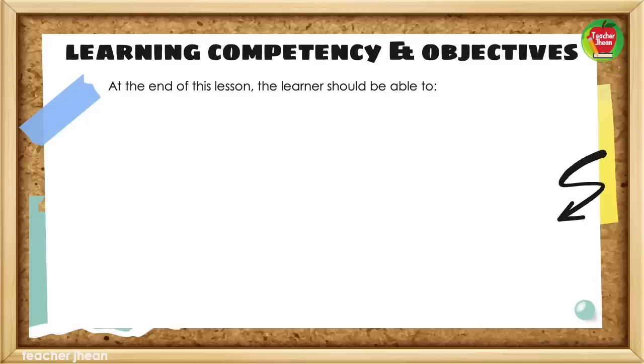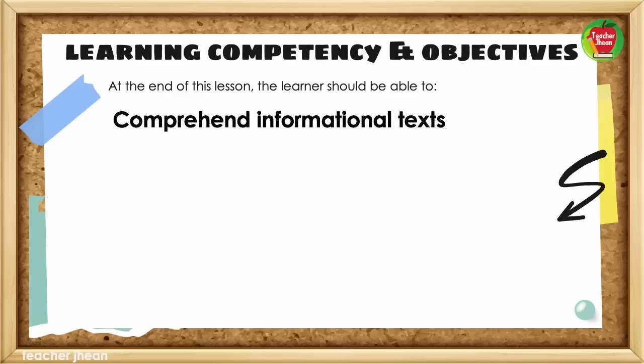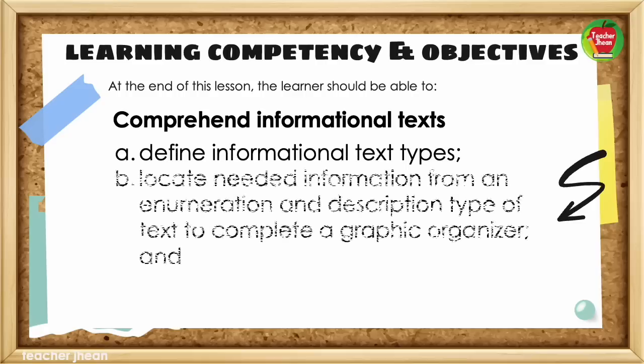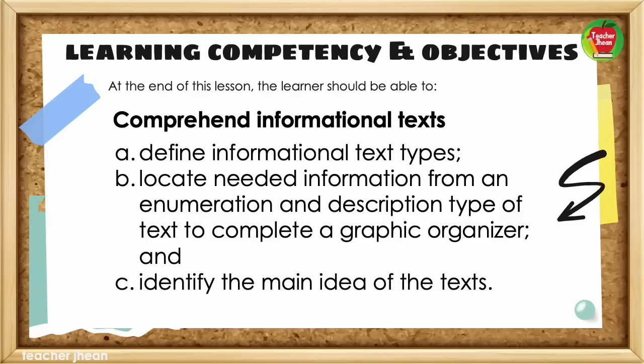But before we start, let me tell you about the learning competency and objectives. At the end of this lesson, the learner should be able to comprehend informational text, define informational text types, locate needed information from an enumeration and description type of text to complete a graphic organizer, and identify the main idea of the text. Are you ready?